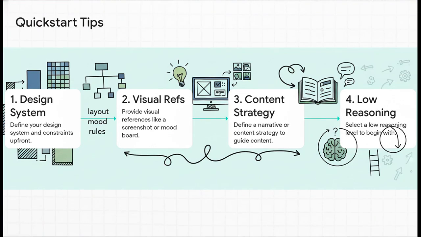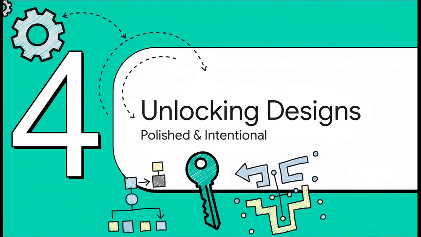So if you're looking for a quick start, here it is. Four practical tips. One, define your design system, your colors, your fonts, your spacing. Two, give it something to look at, like a screenshot or a full mood board. Three, think about the page's story, its narrative. And four, and I know this one sounds a little weird, start with a low reasoning level. We'll circle back to that, I promise. All right, so with that foundation, let's go deeper. Let's really get into the expert level techniques that unlock those truly polished, intentional designs that we're all chasing after.